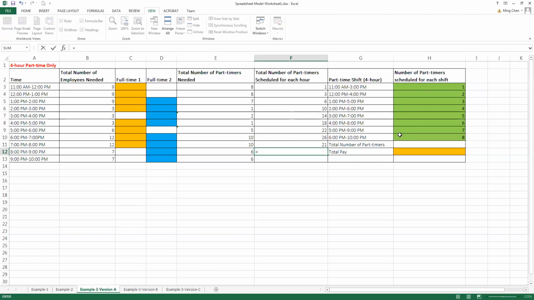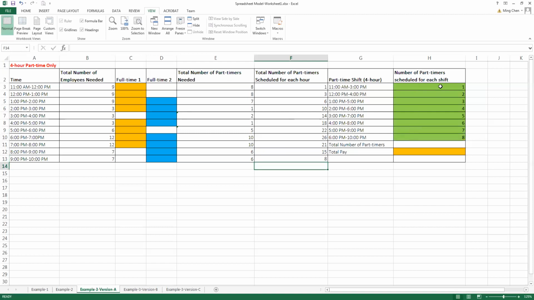What about the next one, from 8 to 9? So who will be covering the period from 8 to 9? If you check it, you can see this shift plus this shift. What about the last one, from 9 to 10? Only this shift.